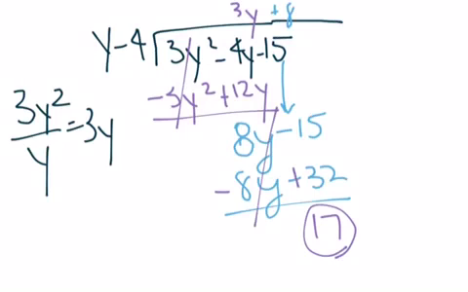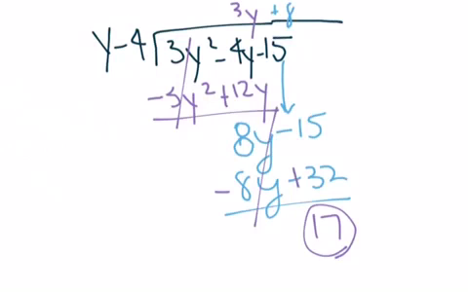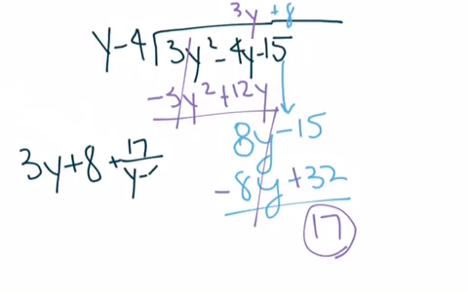So this final answer is going to be 3y plus 8 with a remainder of plus 17 over y minus 4. That's your final answer, okay?